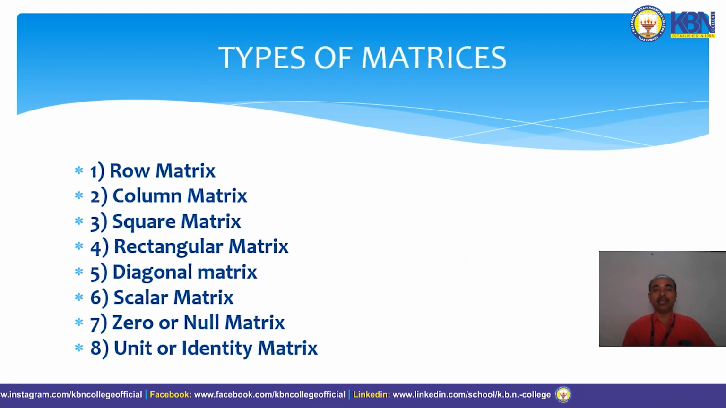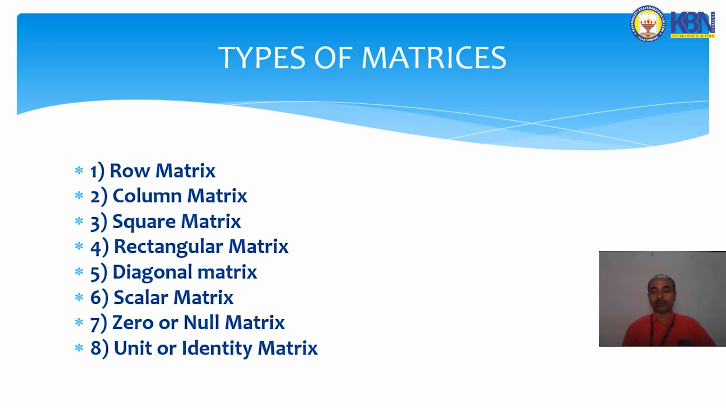Square matrix, if there are equal number of rows and equal number of columns, that means a square matrix has a number of columns which are equal to the number of rows. That means 4 by 4, 3 by 3, 2 by 2. These are called square matrices. A matrix is said to be a rectangular matrix if the number of rows is not equal to the number of columns. If number of rows and columns are equal, they are said to be square matrix.